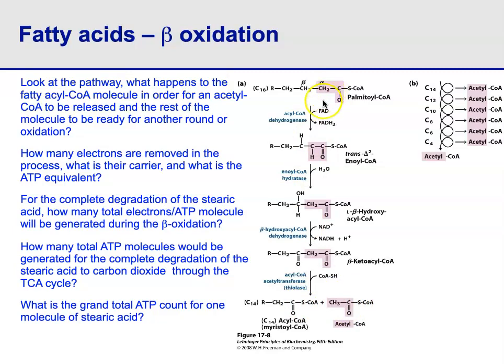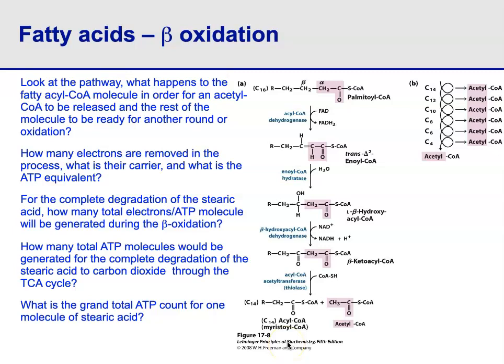And what happened? We have dehydrogenation, or an oxidation reaction, loading electrons on FAD, then hydration, then another oxidation, but this time the electrons are loaded on NAD plus to form NADH. Then we have the thiolase enzyme add a CoA, thus breaking the carbon-carbon bond, and acetyl-CoA is released. Now this molecule is ready to cycle back for another 2 carbons to be released in the form of acetyl-CoA.